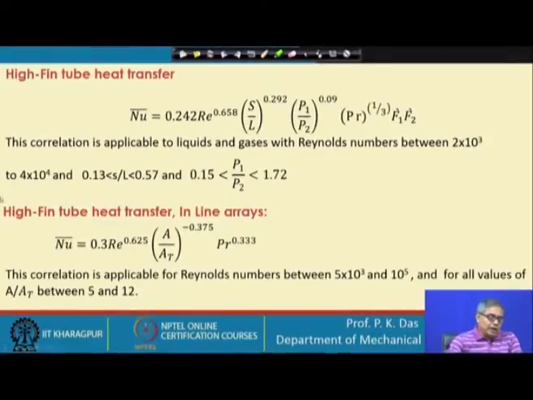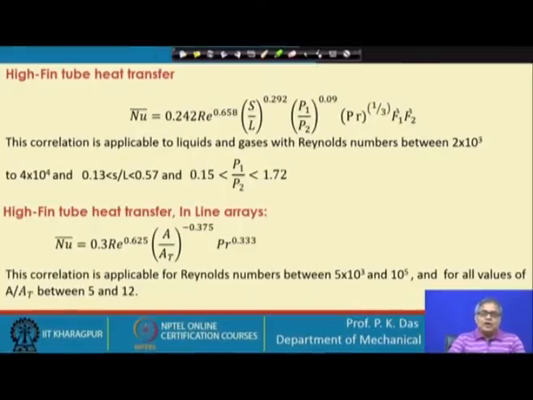So, another correlation has been shown below, where the correlation is applicable for Reynolds number between 5 into 10 to the power 3 to 10 to the power 5, and all values of A by At between 5 and 12. Let me explain these correlations a little bit. The second correlation, you can also see, is based on Reynolds number and Prandtl number.